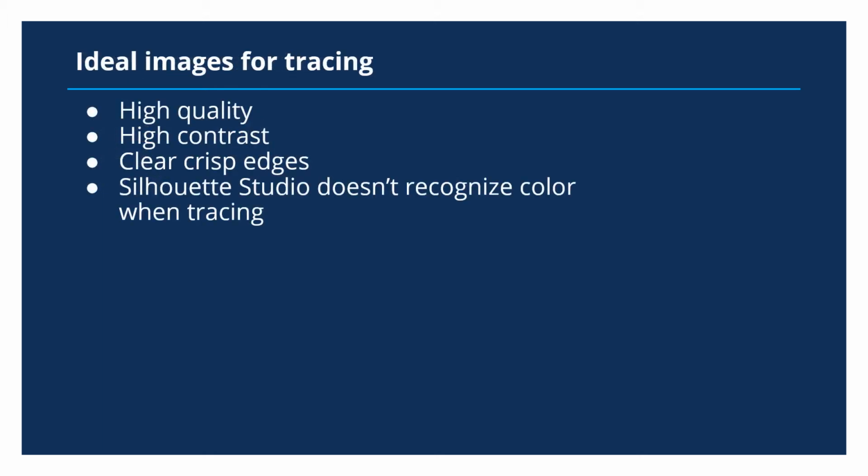When you're choosing an image to trace in Silhouette Studio, make sure it's high quality. Even though you can trace lower quality, it just doesn't work as well. You want high contrast, so some definite dark outlines and clear, crisp edges. Silhouette Studio doesn't recognize color when tracing, but you can trace colored pictures. It will just pick up the lighter and darker colors.